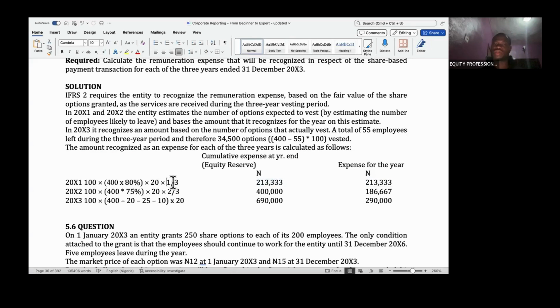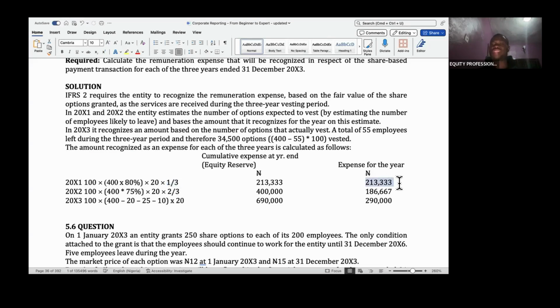So I hope you all understood this 1/3. We cannot recognize everything in year one. This thing is happening in year three, but the employee is working for 3 years. So accrual basis requires that you systematically spread the costs. So the ones that relate to year one, you do 1/3.